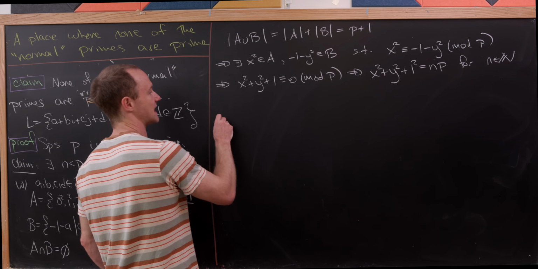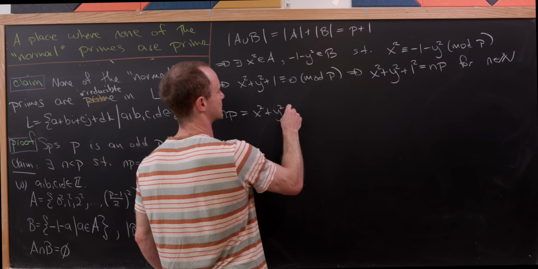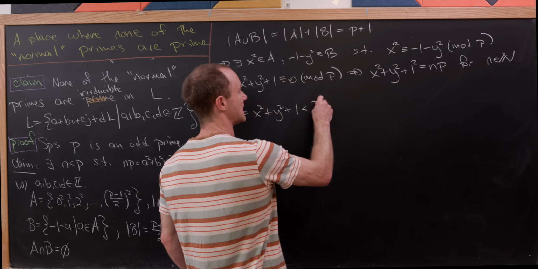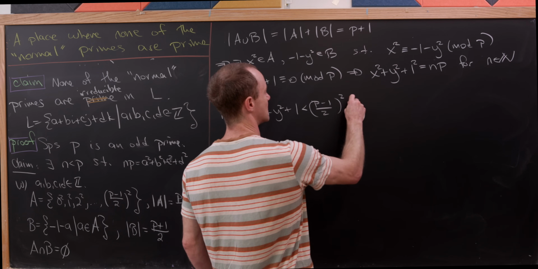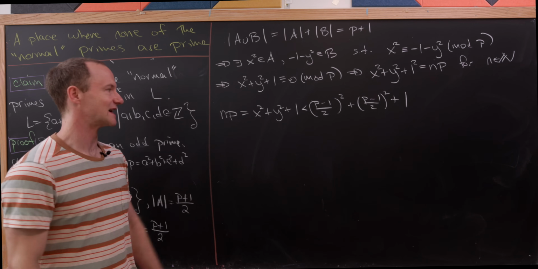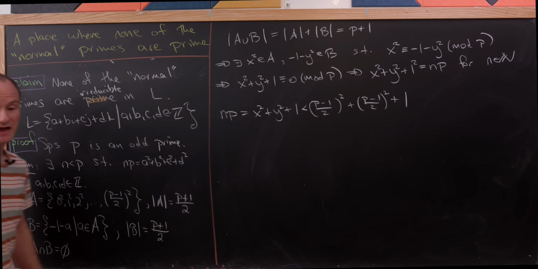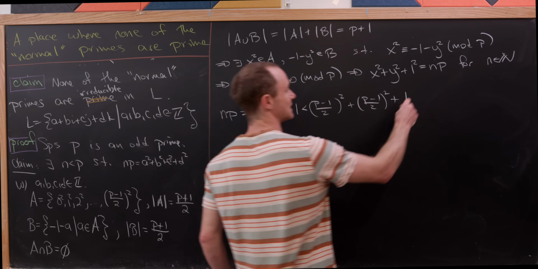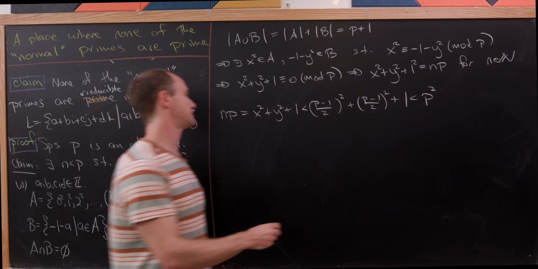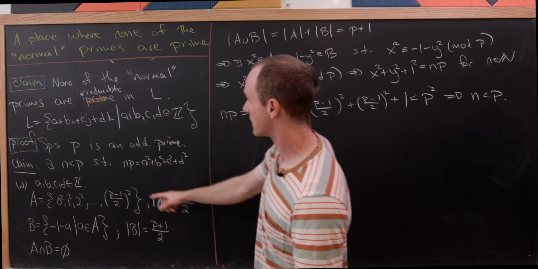Let's notice that n times p is going to be equal to x squared plus y squared plus 1. But notice that that's going to be less than ((p minus 1) over 2) squared plus ((p minus 1) over 2) squared plus 1, just given that the size of x and y is less than or equal to (p minus 1) over 2 by construction. But that's going to be less than p squared just by calculation. But if np is less than p squared, that means that n is less than p. But check it out. That's what we wanted to do here.